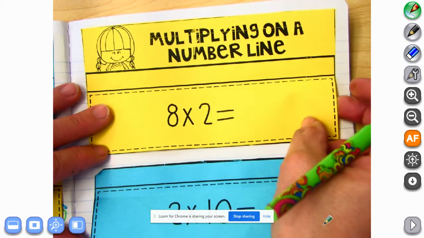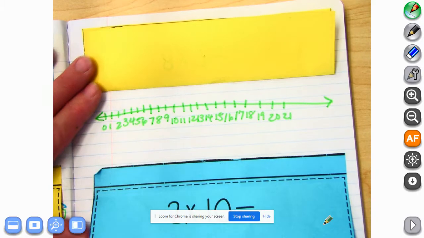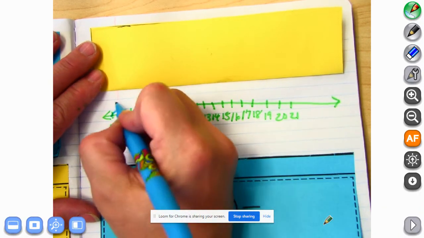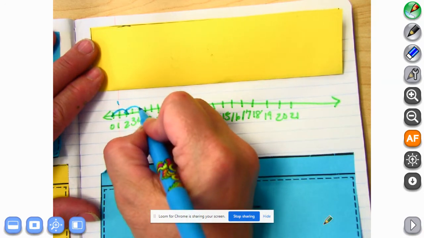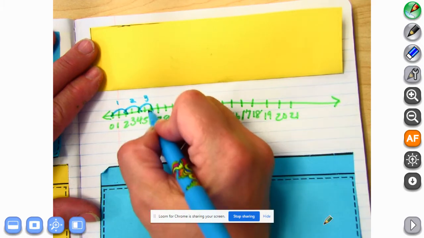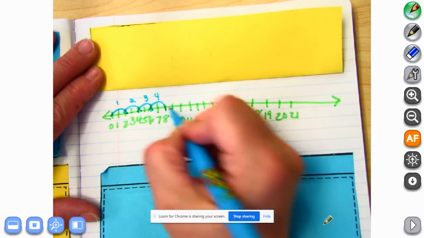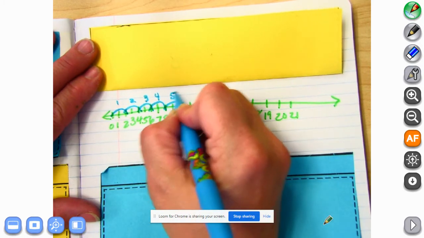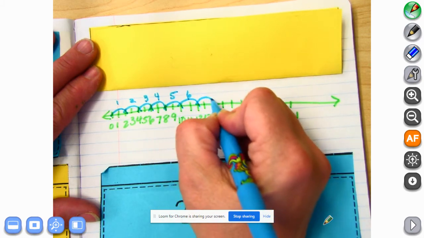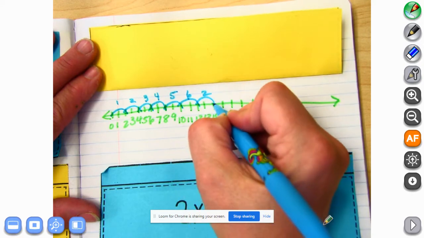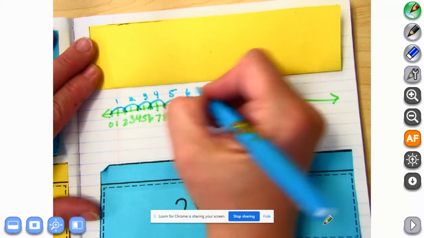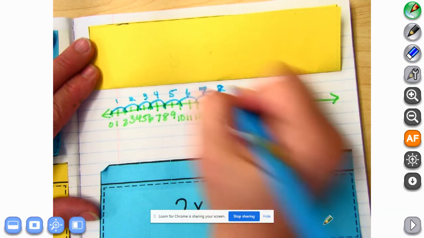Okay, 8 jumps of 2. Okay, so we've got 1 jump of 2, 2 jumps of 2, 3 jumps of 2, 4 jumps of 2, 5 jumps of 2, 6 jumps of 2, 7 jumps of 2, 8 jumps of 2. Oops, 7. Whoopsie. 7. 8 jumps of 2.